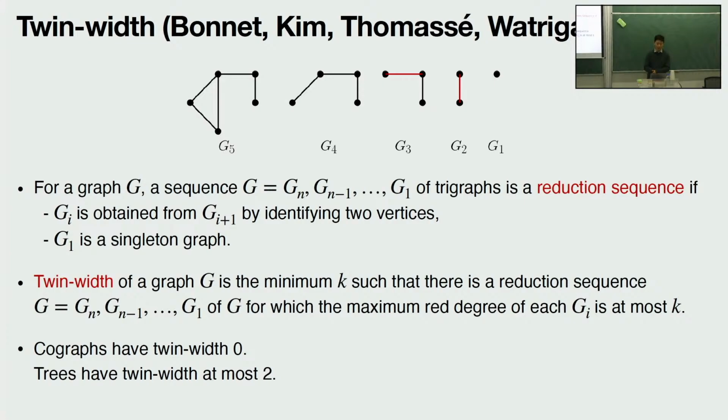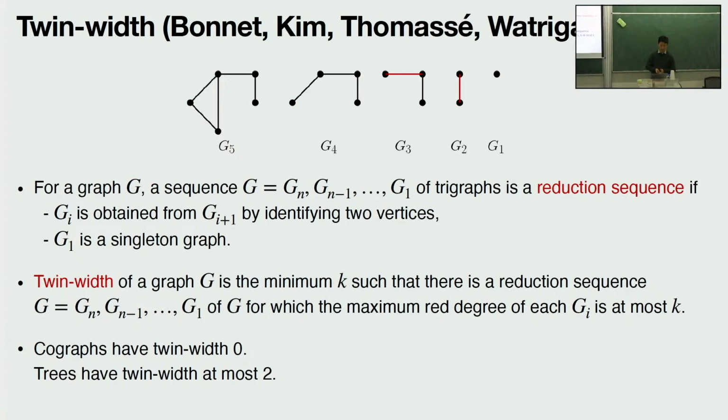And then the twin-width of a graph is the minimum k such that there is a reduction sequence of G such that the maximum red degree is at most k. We consider that each vertex has red edges incident to it, so it's called the red degree of the vertex, and the maximum red degree of each G_i is at most k. So in the picture, during the sequence, all the red degree is at most 1, so it's a reduction sequence which gives twin-width 1.